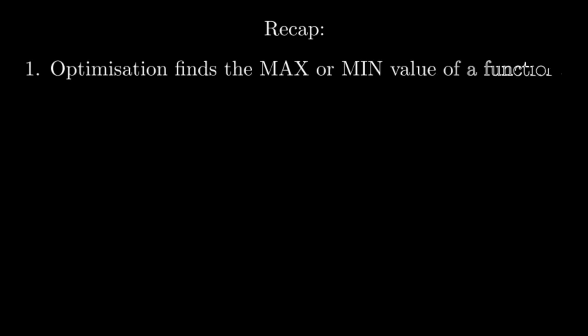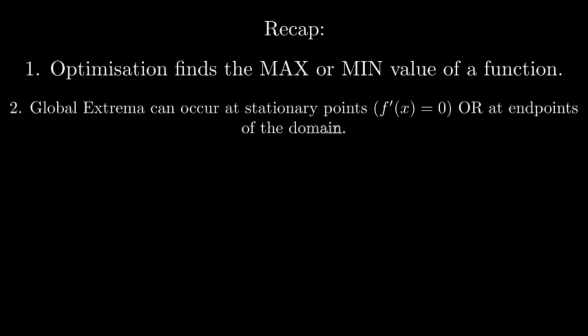Let's quickly recap what we've learned today. We've seen that optimization is a powerful tool for finding the maximum or minimum value of a function, which has countless applications in science, engineering, and business. A critical point to remember is that the absolute maximum or minimum value doesn't always happen where the derivative is zero. You must always check the endpoints of your domain as well.